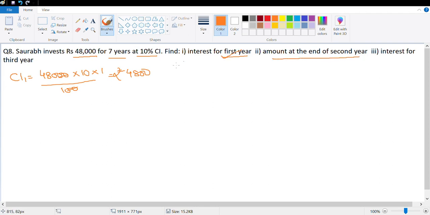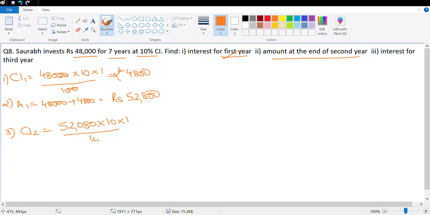Amount at the end of second year. Okay, so amount 1 will be equal to 48,000 plus 4800, that's 52,800. We want amount at the end of second year, so let's calculate compound interest for second year. That'll be 52,080 into 10 into 1 upon 100, and this is rupees 5208. So that was our first answer.